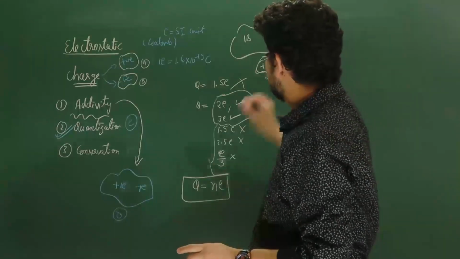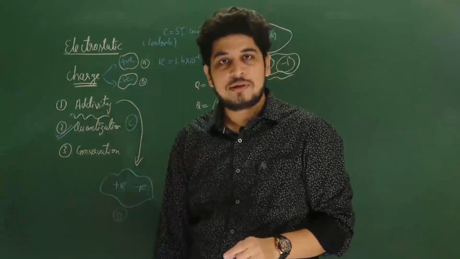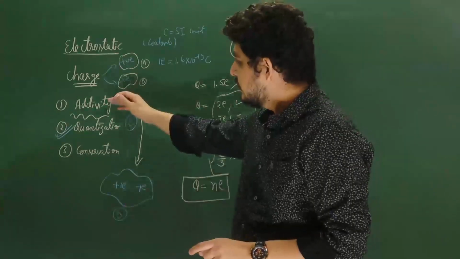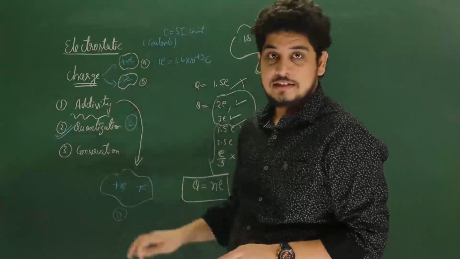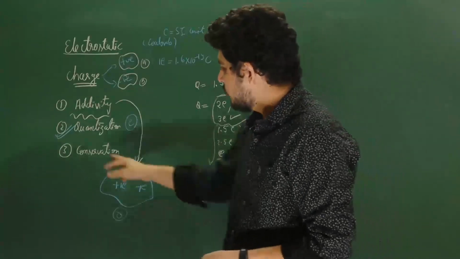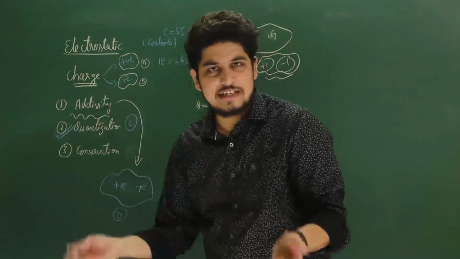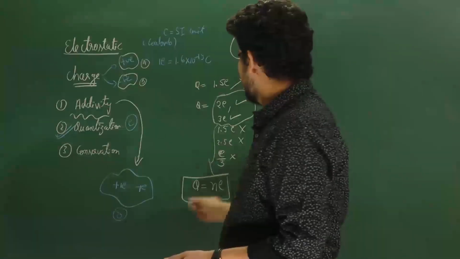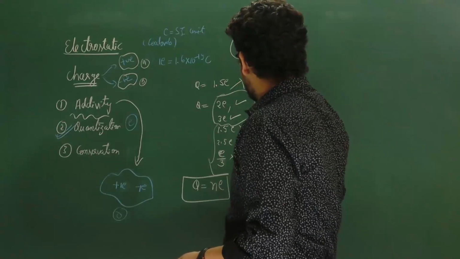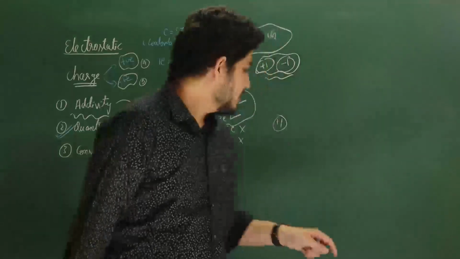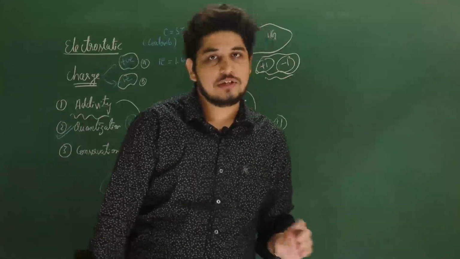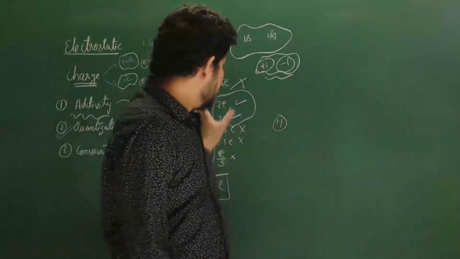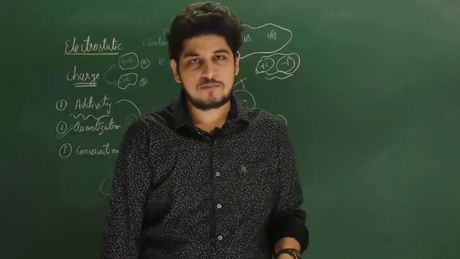So this is the property of additivity of charge. They add like a scalar. Getting my point? Now, conservation of charge: we cannot create or destroy charge. If we create plus 1 charge, then a minus 1 charge is also created. So these are the properties of charge we have studied.